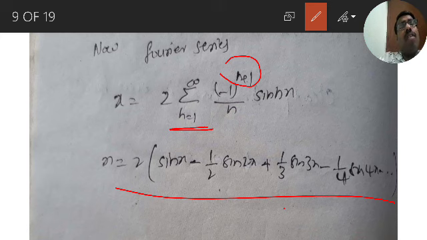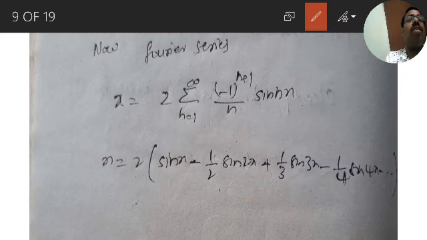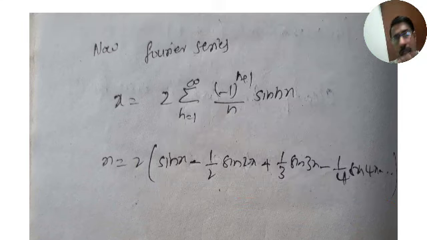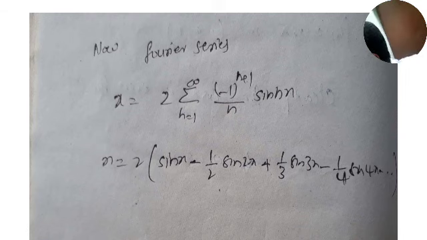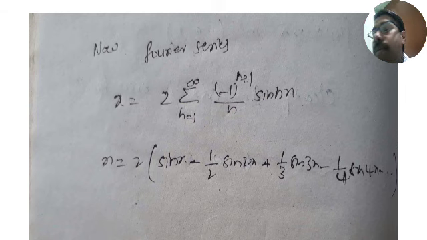So what is the Fourier series for the function f of x is equal to x, which is an odd function in the interval minus pi to pi? x is equal to 2 into sin x minus 1 by 2 sin 2x plus 1 by 3 sin 3x minus 1 by 4 sin 4x and so on. Alternately, plus and minus come. So this is the Fourier series for the given function f of x is equal to x in the interval minus pi to pi. Note it down so that we can move on.